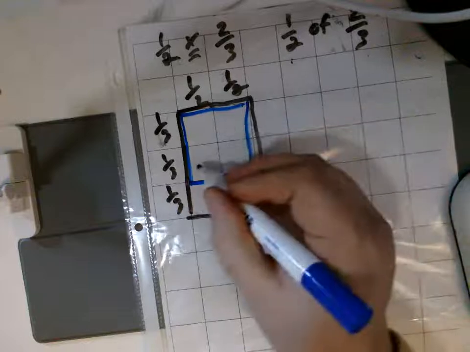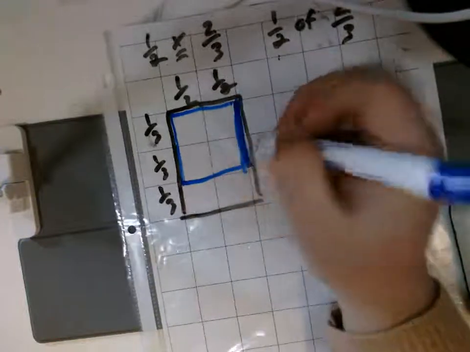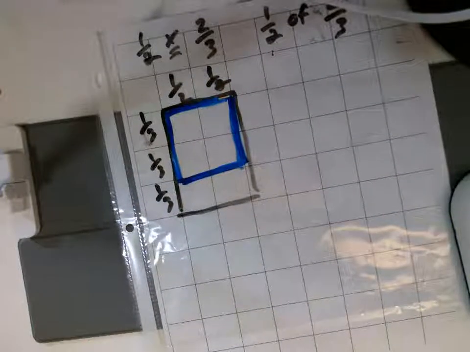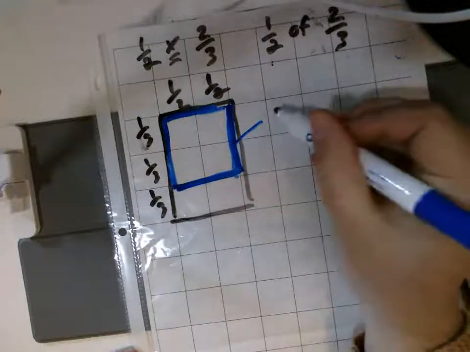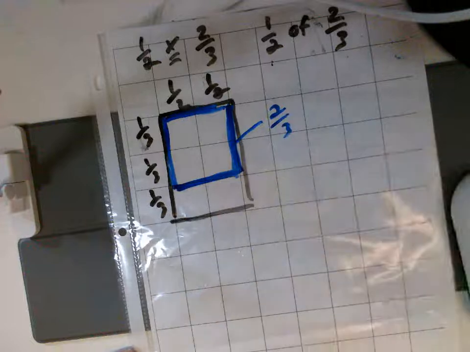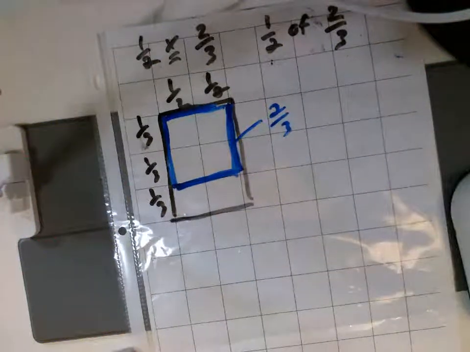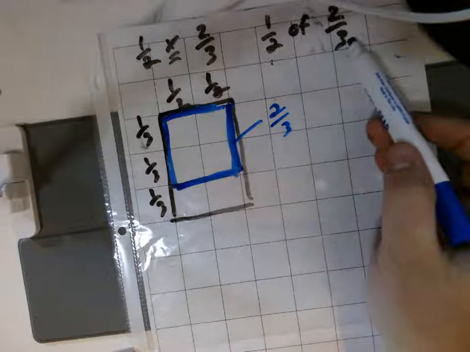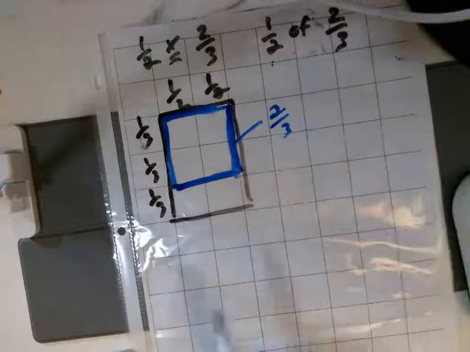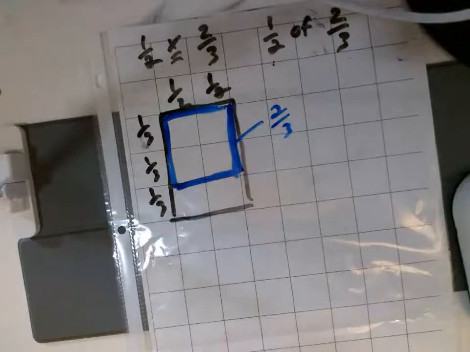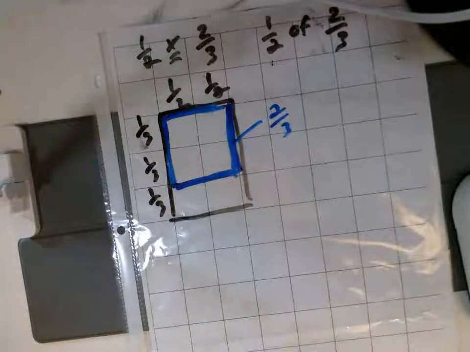Row number 1, row number 2. Okay, and we could even label that just so we don't forget. 2/3. But now that we have 2/3, we want to break that down even smaller. We want to divide that in half.